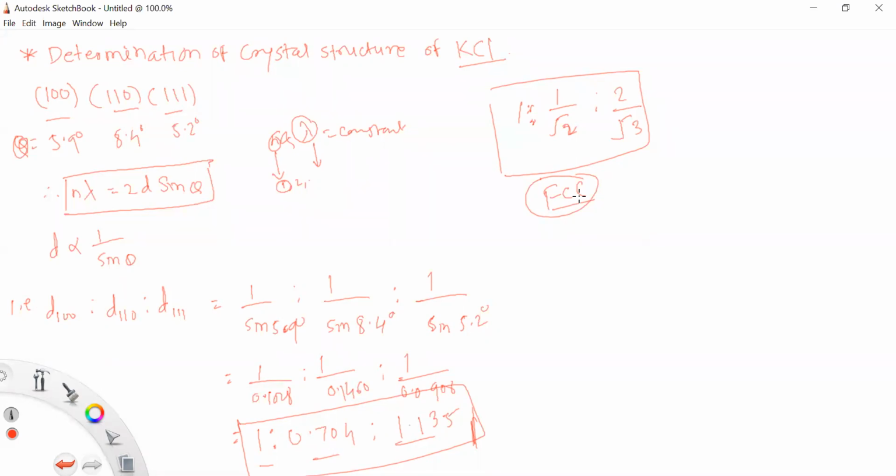So on that basis we can say that the Braggs has suggested Na and chloride atoms, sodium and chloride ions are the structural units or centers of these reflections. And it is not molecules.